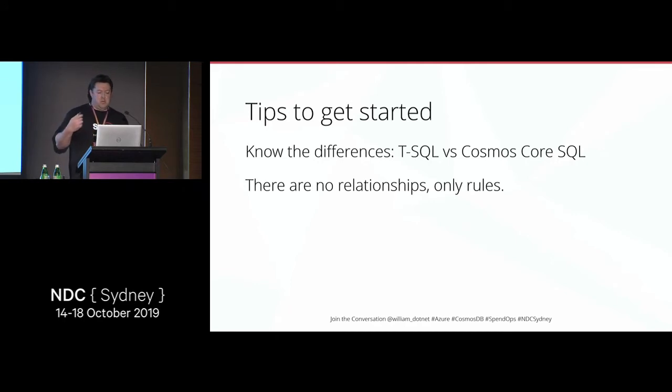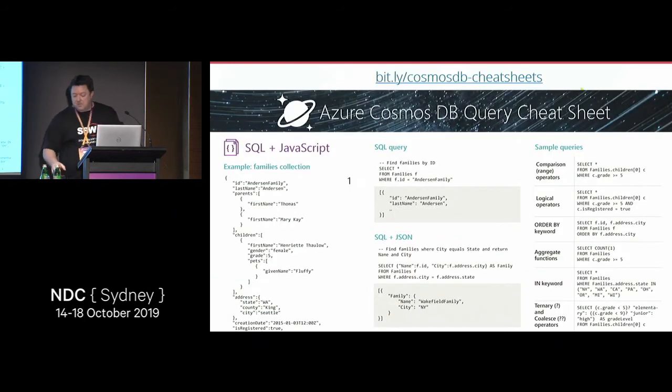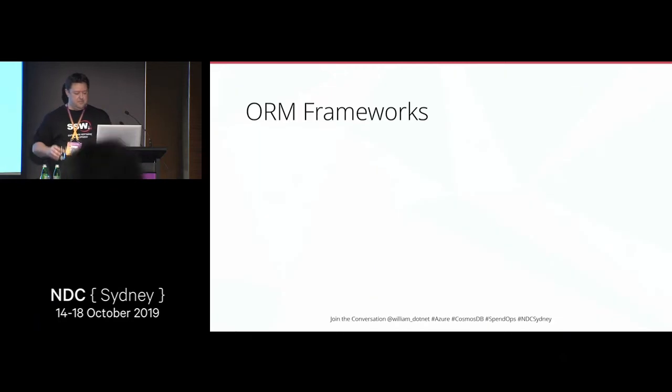Now, to get started with Cosmos, there's a few differences, like I said, between the transactional SQL and the Cosmos core SQL. And we just need to know there's not actually real relationships in Cosmos, only rules. And our application can enforce those rules. So to make it easy, there's a cheat sheet that Microsoft provides. It shows you all the operations and things you can do with queries and how to write them. And yeah, quite handy. This helped me a lot when I started.